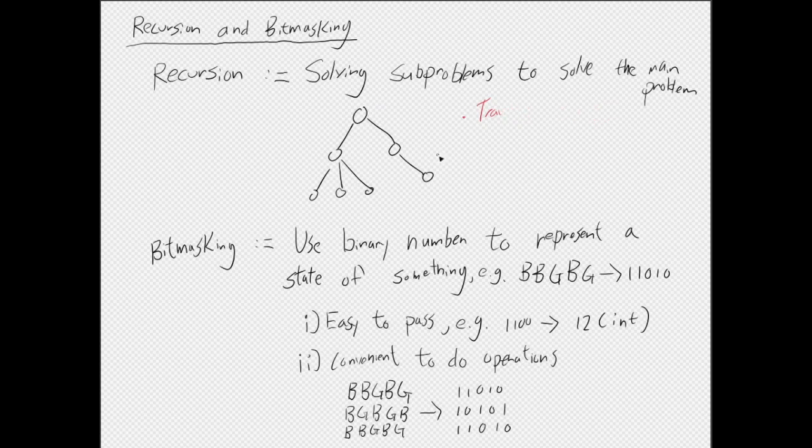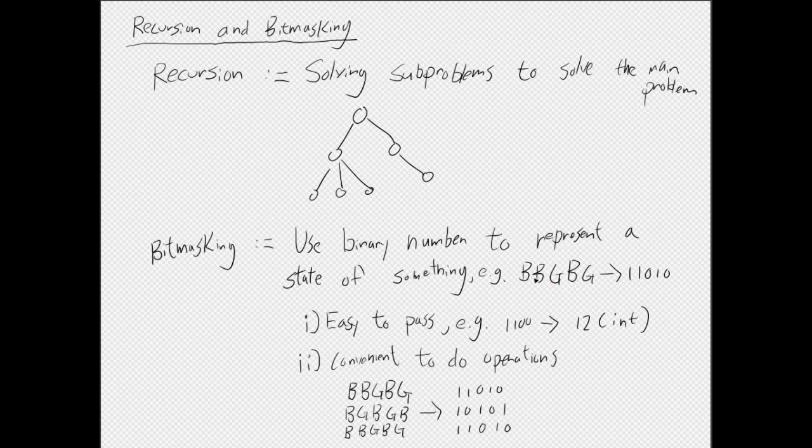So let's take a look at what bitmasking is. As confusing as it may sound, bitmasking is just using a binary number to represent a state or something. It can be anything. I will just give an example here. B stands for boy, and G stands for girl. For example, we have a setting like this. You can imagine this is a row of chairs, and each chair is sat on by a boy or by a girl.